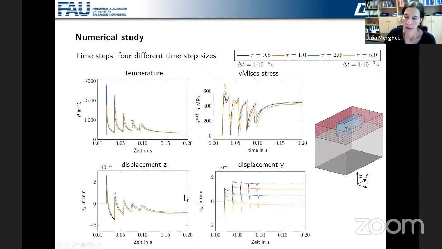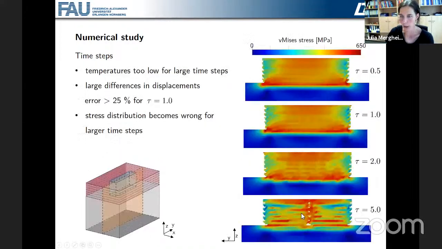If we look at the displacements, the displacement in Z direction is still okay for all of them, but for the displacement in Y direction, which is the scanning direction, we see very large differences between these different time step sizes. And also for tau equals 1, we already have a large deviation from the reference solution for the displacement.